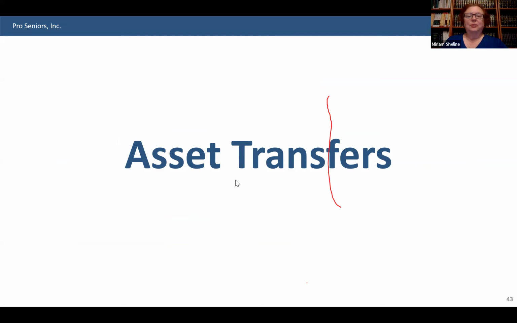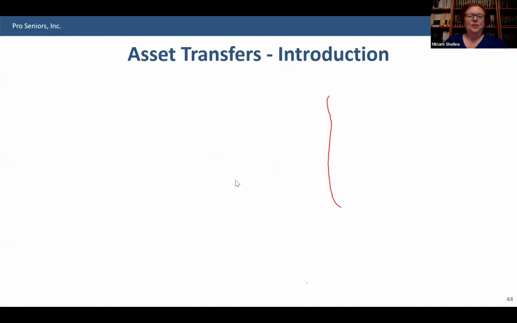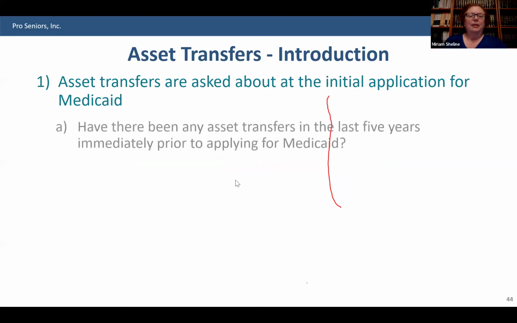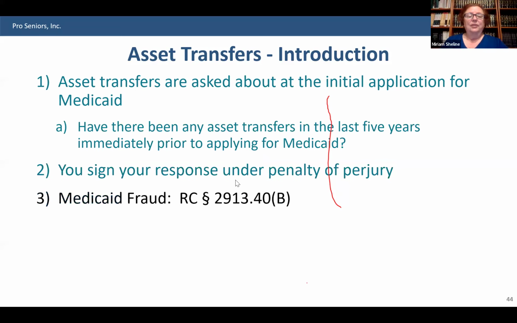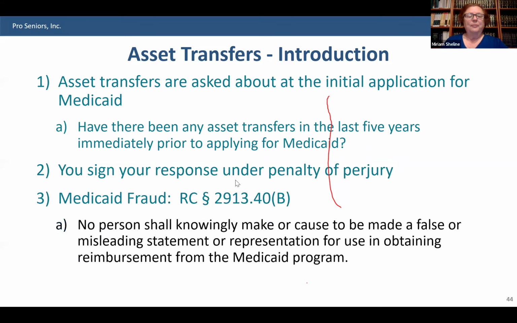All right, well, we will move on to the exciting part of asset transfers. So basically, they ask about these at the initial application. Have there been any transfers in the last 5 years immediately prior to applying for Medicaid? And you are signing it under penalty of perjury. And so therefore, Medicaid fraud is a crime. So we don't want to do that.